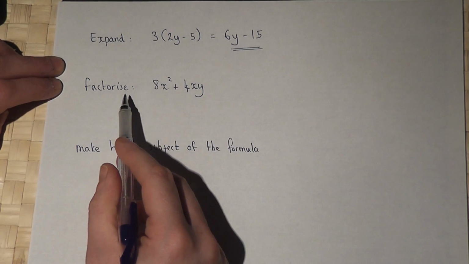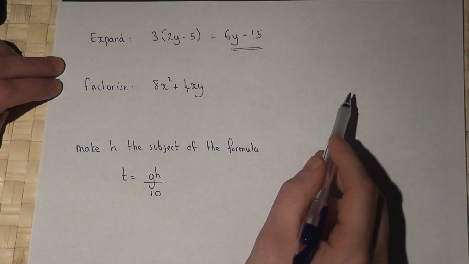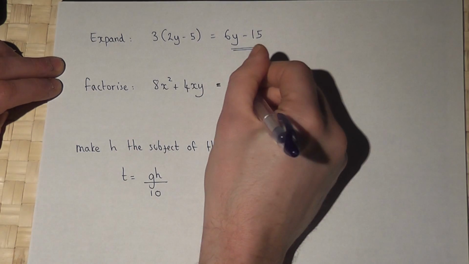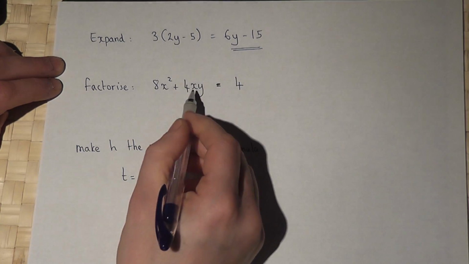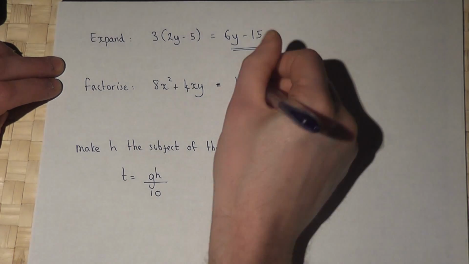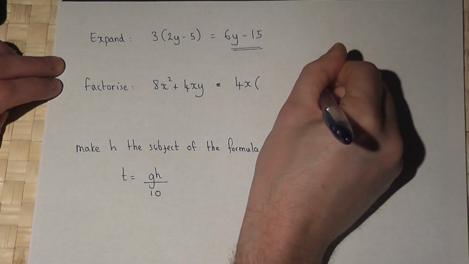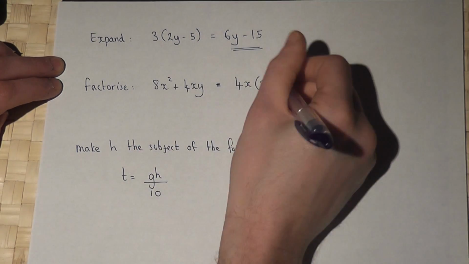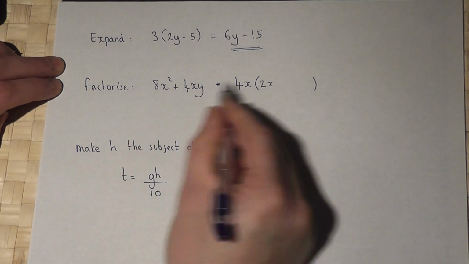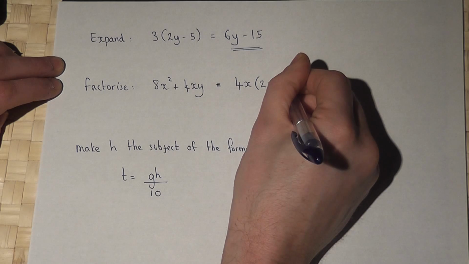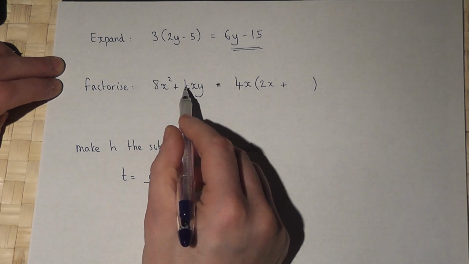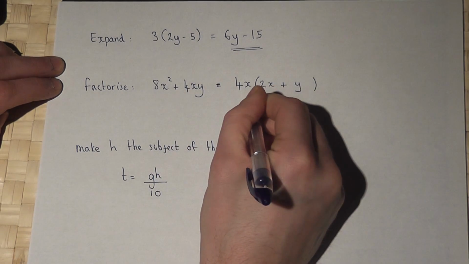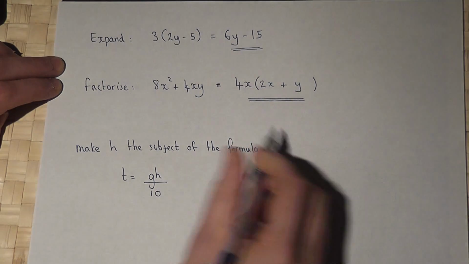Now if we're asked to factorize, this means to go back into the bracket form. Now if we look at 8 and 4, we know that 4 is a factor of 4 and 8. I can also see an x in both parts of the question, so I can put 4x. Now to get an 8 requires a 2, but to get an x squared requires another x. 4 times 2 is 8, x times x is x squared. Now here is a 4xy, here's the 4x, so to get 4xy requires a y. So I have therefore factorized the given expression.